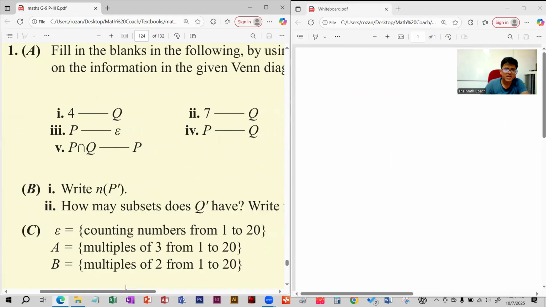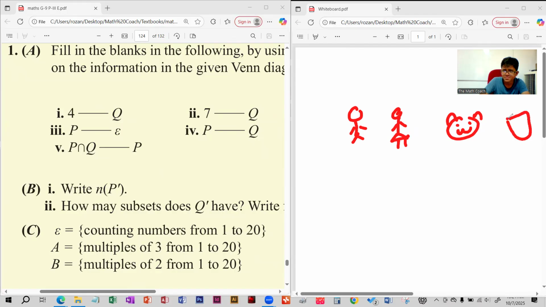Okay, they have said to write NP complement. What's a complement actually? Let's see. Now, we have boys and girls, we have cats, and we have dogs as well. Okay, that's not a rat, that's a dog, right? Now there are 7 boys, 6 girls, 2 cats and 2 dogs.